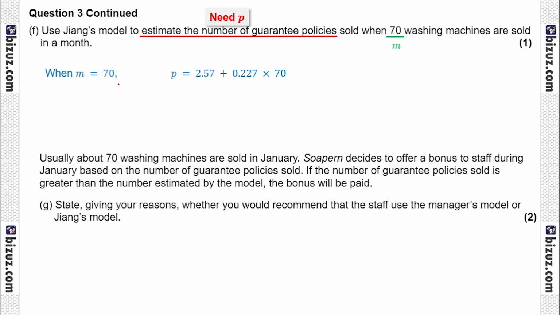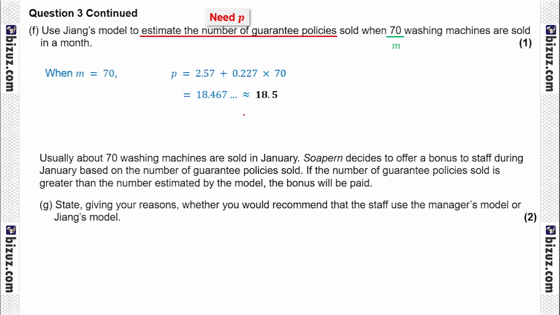So when M is equal to 70, P is going to be equal to, in this equation, we just need to substitute M is equal to 70. And so we get a value of 2.57 plus 0.227 multiplied by 70. And that's going to be equal to 18.467. If we round this to three significant figures, we get 18.5.